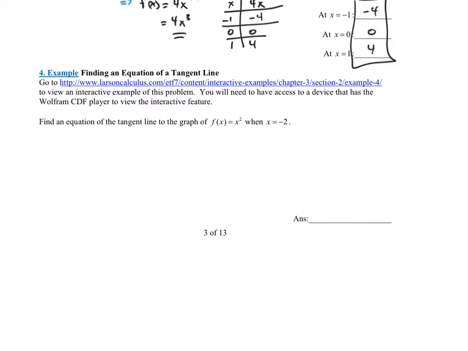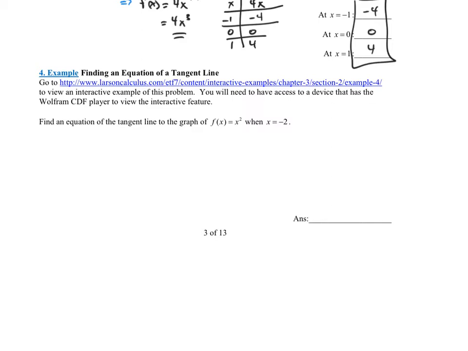So let's look at example 4. This is a wonderful example for the test. It's a little easier than what's on the test, but the concept most definitely will be on the test, which is finding the equation of a tangent line. Again, you can use the CDF player and download this if you're a visual learner and want to see what's going on.